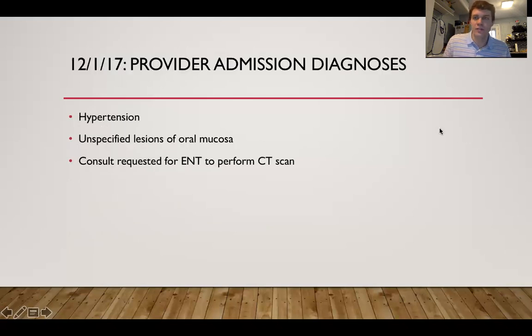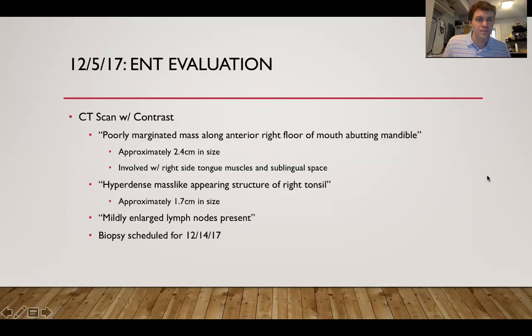And on the 1st of December, when the provider had an opportunity to see him first, because he was brought there in the middle of the night on November 30th, the provider saw him the next morning, diagnosed him with hypertension and an unspecified lesion of the oral mucosa, and there was a consult requested for a local ear, nose, and throat physician to perform a CT scan on his mouth to see what was going on with that growth.